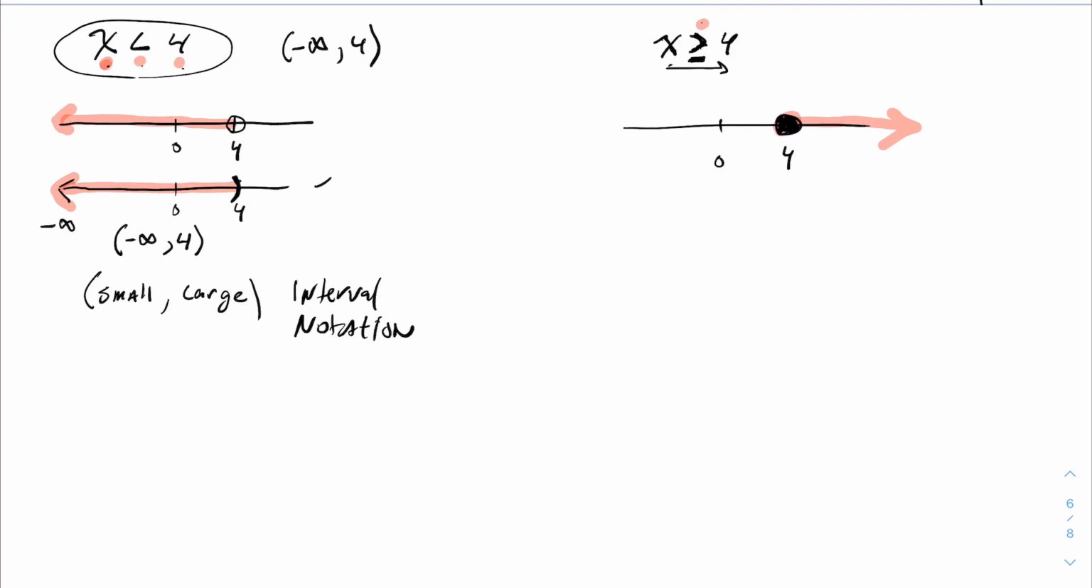But really, a way that you start seeing the further you go in math is to use interval notation. And so instead of having a solid dot to show inclusive, we use something called a bracket.